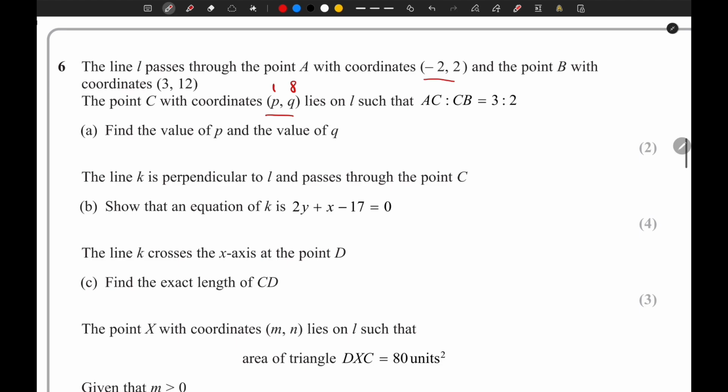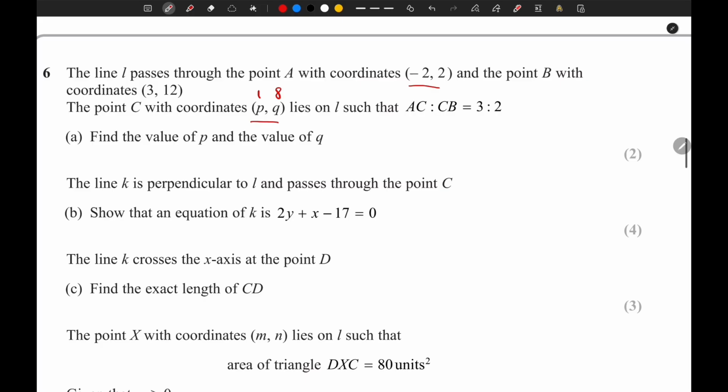Now moving on to the next part, the line K is perpendicular to L and passes through the point C. But we do not know the gradient of L. First, let's find out the gradient of L. Line L passes through A and B, which means that we can use the formula y2 minus y1 divided by x2 minus x1. So it's 12 minus 2 divided by 3 plus 2. So that gives us a value of 2.